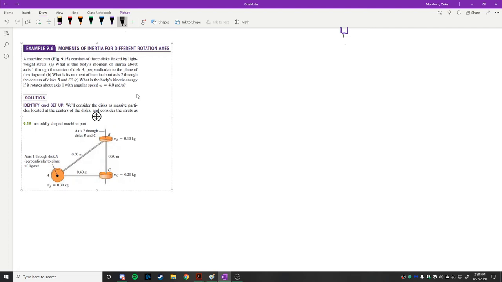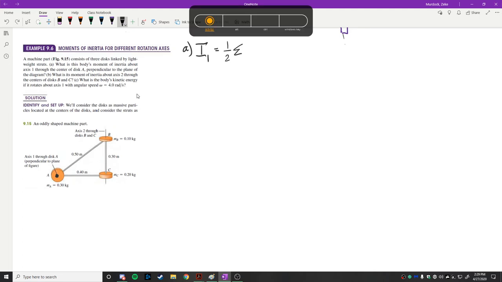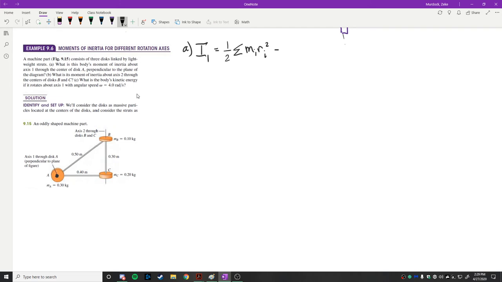So our goal first is to find the moment of inertia through axis 1, which is right here. We'll call it I1. Now, this axis is perpendicular to the plane of the figure, so it comes out of the page. To figure out the moment of inertia about that point, we take the sum over each object of m_i r_i squared. We've got mass A. The distance of mass A to the axis, what's that equal to? Zero, that's right. So this is going to be zero.